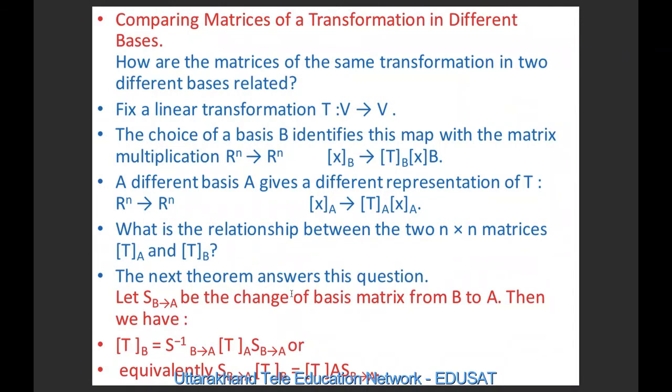The next theorem answers this question. It states: let S be the change of basis matrix from B to A. Then we have Tb equal to S inverse BA, Ta, SBA. BA means it is transforming from the basis B to A. And we can also write it as SBA Tb equal to Ta SBA. So if we take this to this side, SBA Tb equal to Ta SBA.